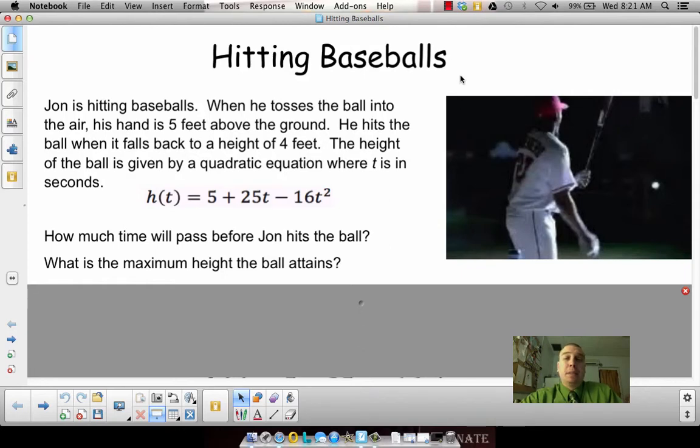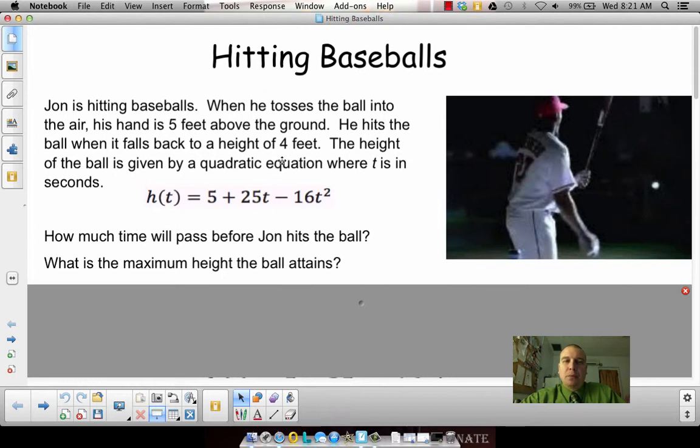All right, how appropriate, hitting baseballs. Tonight, Red Sox, Cardinals. Would it be bad if I say I am not rooting for the Red Sox? Don't shut it off just because I said that. All right, so hitting baseballs.